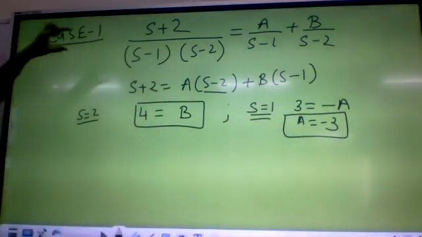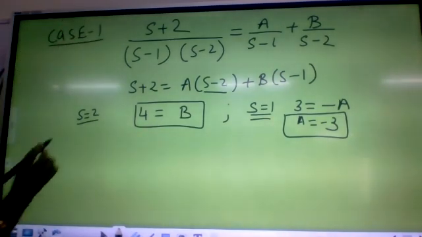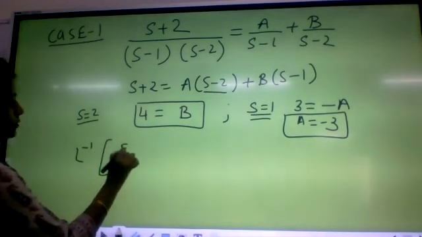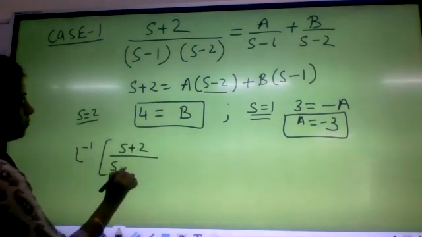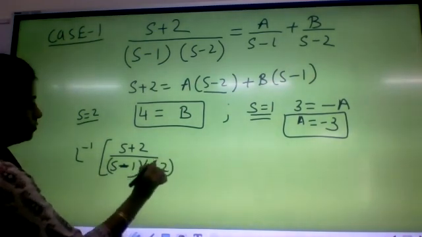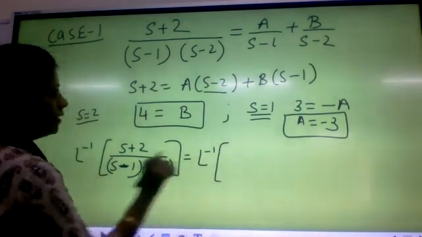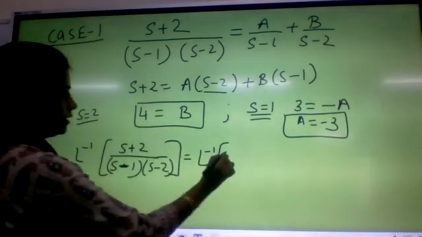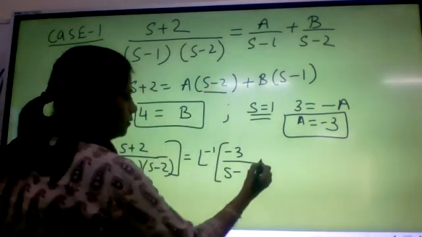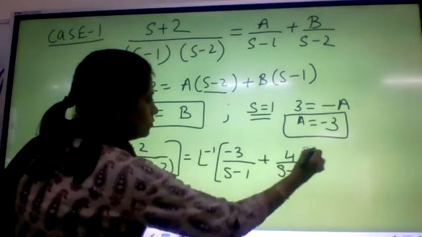Okay, so now this function which they have given, for which I need to find the Laplace inverse: Laplace inverse of (s plus 2) upon (s minus 1)(s minus 2) is equal to Laplace inverse of a upon s minus 1 plus b upon s minus 2. What is a? Minus 3. So minus 3 upon s minus 1, I am putting it here, plus b. b is 4. So 4 upon s minus 2.